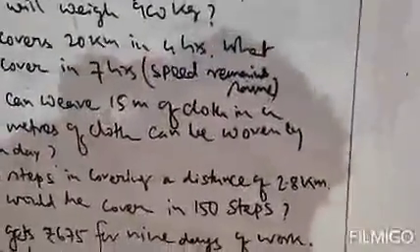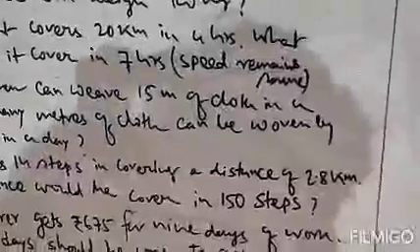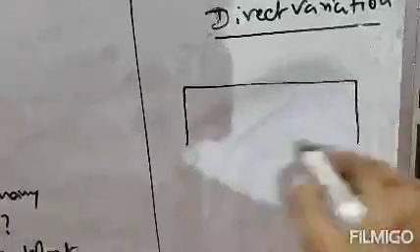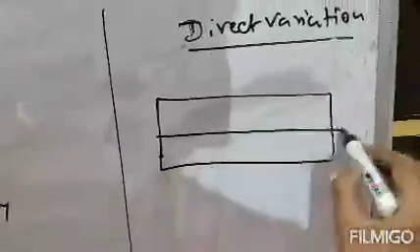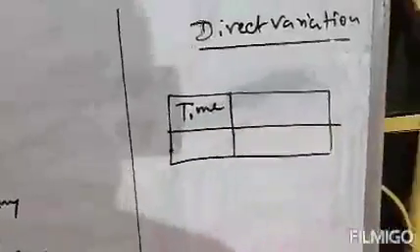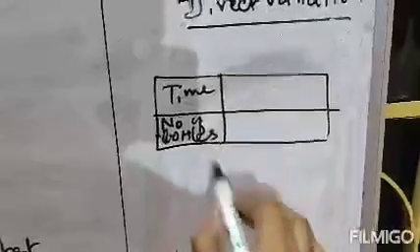If we take an example, suppose there is a table. Now there are two quantities. One quantity is time and the other quantity is the number of bottles.